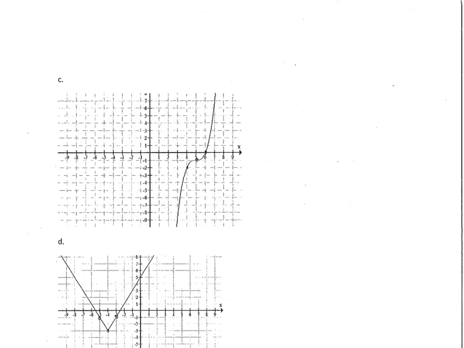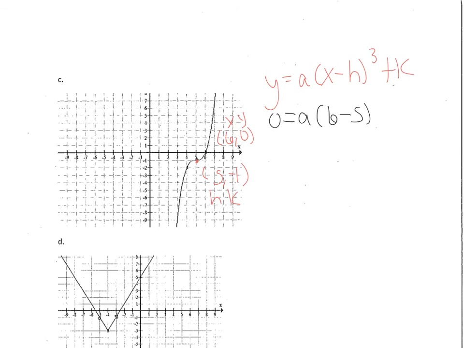Next one is a cubic. So it's y equals a parentheses x minus h cubed plus k. So my h and my k is 5, negative 1. My other point, let's just use 6, 0 for your x and your y. And then I plug everything in. I get 0 equals a parentheses 6 minus 5 cubed plus k. And I get a is just 1.